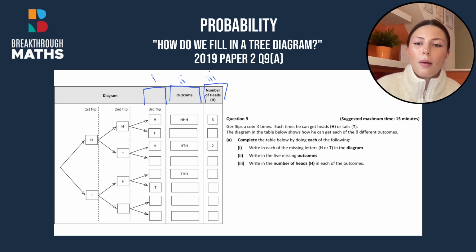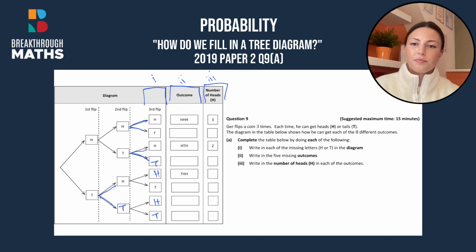So we can see there's 2 options in each. There's heads or tails when you flip a coin. So heads or tails. So the next one will be heads or tails. The next one we have heads or tails. And finally we'll have heads or tails. We can see that there's a missing letter here too as well. So it can be heads or tails. So that's that all filled out.